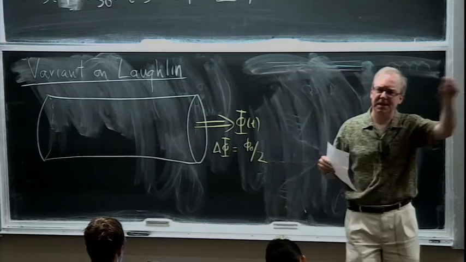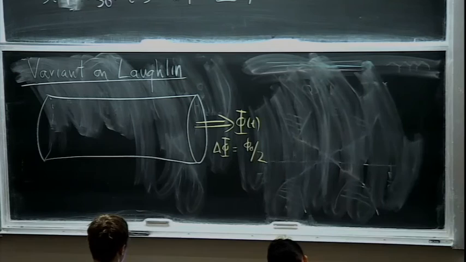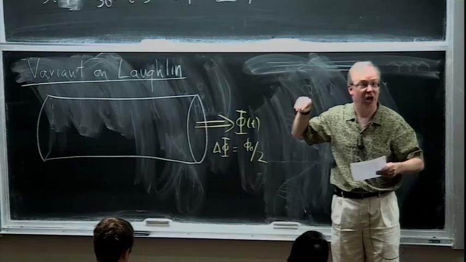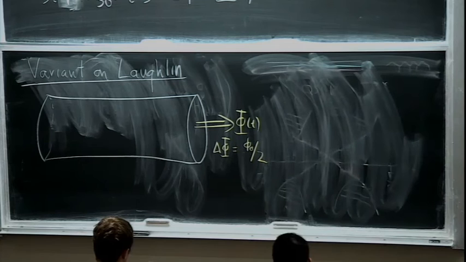But the thing that's significant about half a flux quantum is that when the magnetic flux going through here is equal to zero, then I have time reversal. You know, the magnetic flux breaks time reversal in general. But when the flux is zero, I have time reversal symmetry. When the flux is half of a flux quantum, well, half a flux quantum is gauge equivalent to minus half a flux quantum, and that's what time reversal does. Okay?